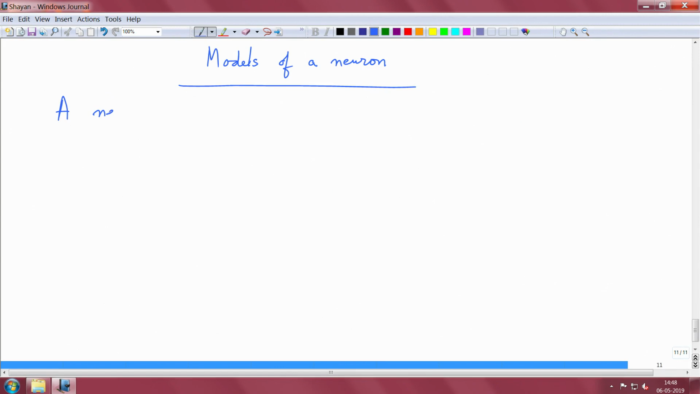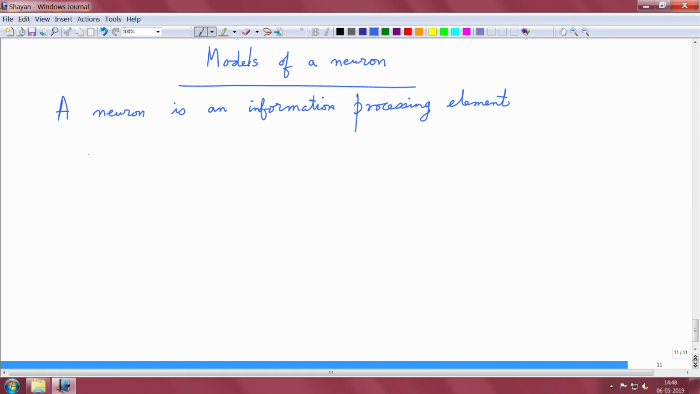A neuron is an information processing element, and it is basically a fundamental unit. Now, what is it capable of? So, we have to describe it in a little more precise way.